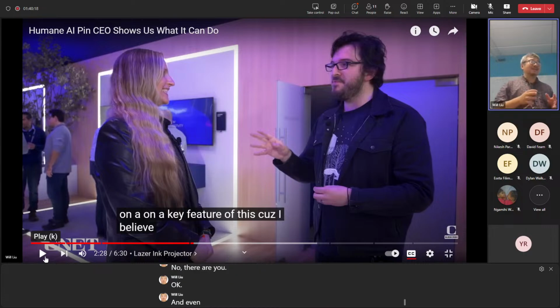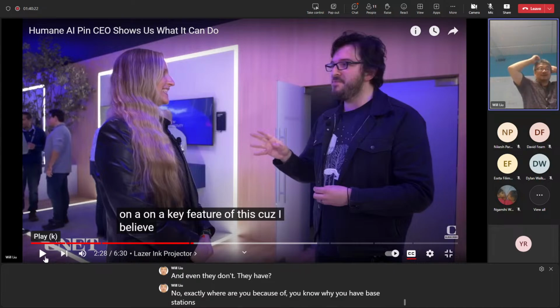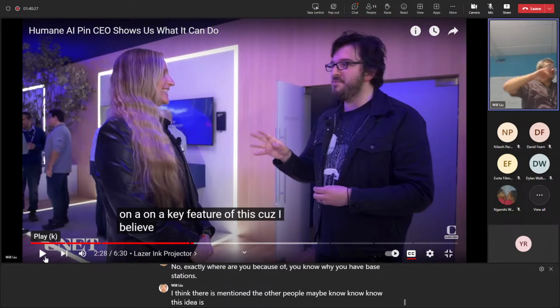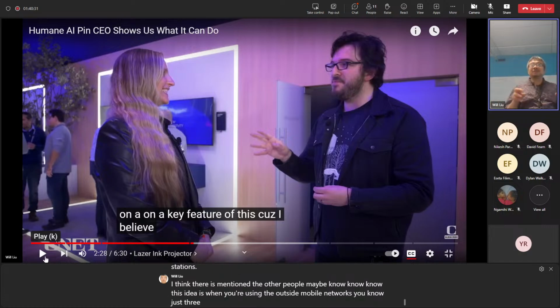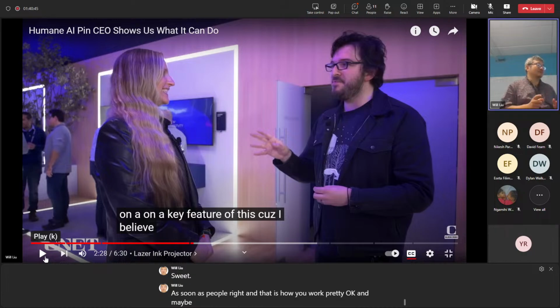And they can even know exactly where you are, because when you have base stations, I think David mentioned, when you're using outside mobile networks, 3 base stations can actually locate where you are. You can be located through the 3 points, right? And it can be very specific. Maybe there is a little bit missing, but most of the time they are very, very accurate.